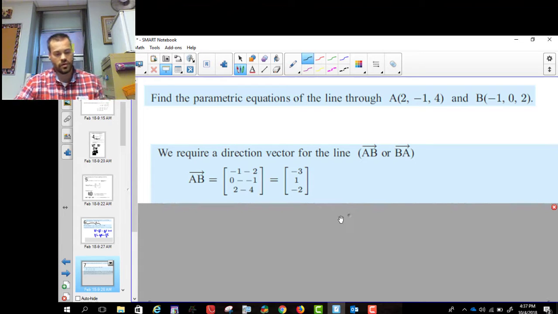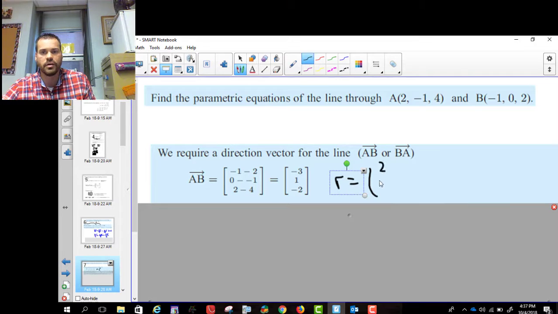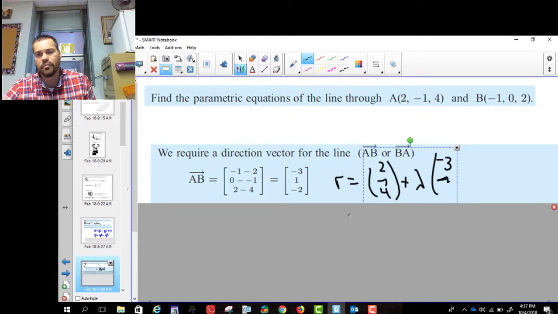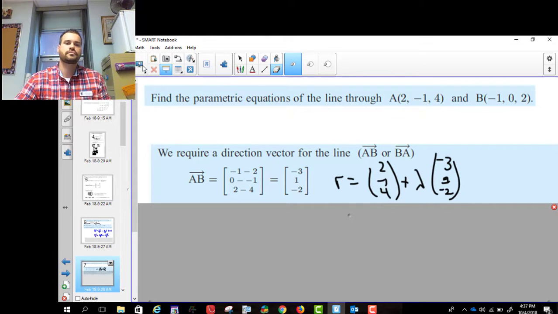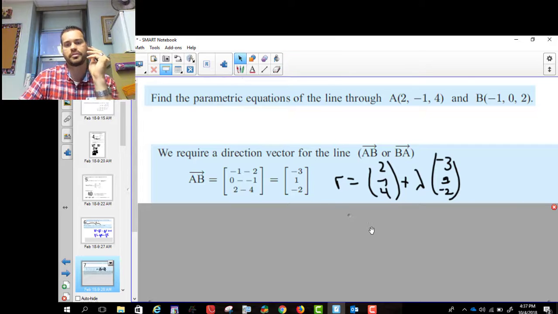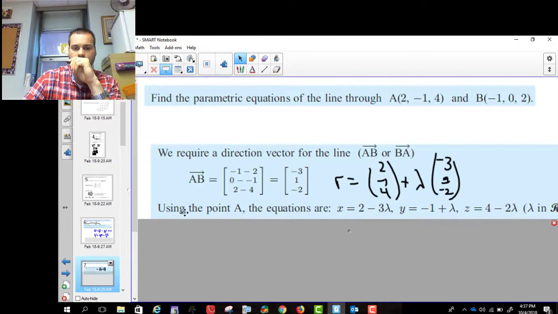This vector becomes the direction vector in our equation of our line. So if we were to write our vector equation, it would be r equals 2, minus 1, and 4, that's the position vector A, plus lambda times minus 3, 1, and minus 2. Let's see if we can tidy it up just a bit. There we go. And then from there, we can get our parametric equations. If we use the point A, which I did, it's 2 minus 3 lambda, minus 1 plus lambda, and 4 minus 2 lambda. That's our parametric equation.